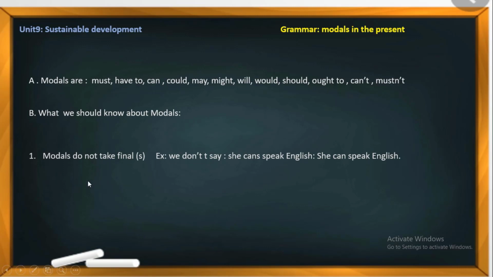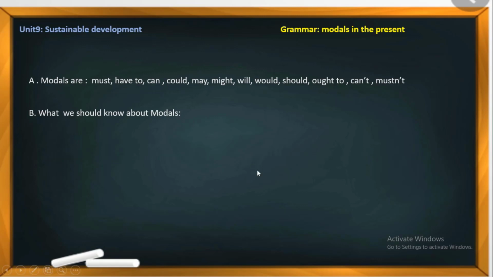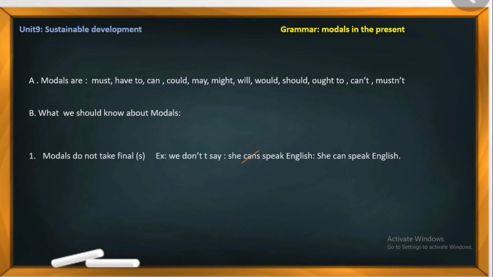First, they don't take final S. Modals don't take final S. This means that they are not conjugated. We don't conjugate them. For example, we don't say "she cans speak English." That's wrong. Instead, we say "she can speak English." Remember that modals are not verbs. They are not conjugated. So we use them before verbs actually.